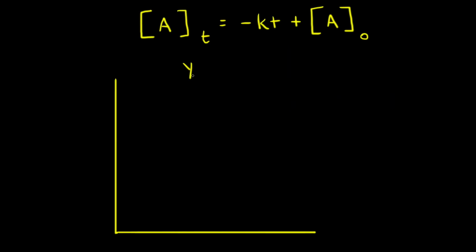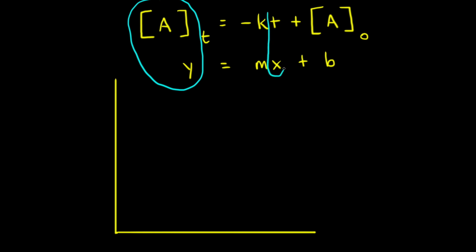Notice that the integrated rate law is in the form of y is equal to mx plus b, which is the equation for a straight line. So if we graph the concentration of A on the y-axis and the time on the x-axis, we will get a straight line if the reaction is zero order.